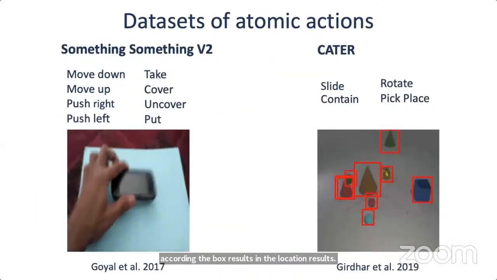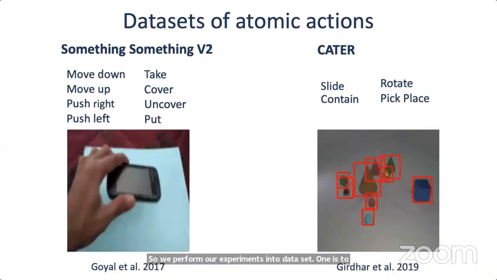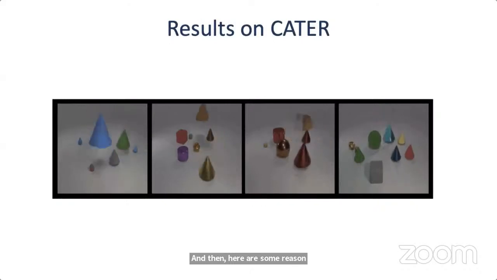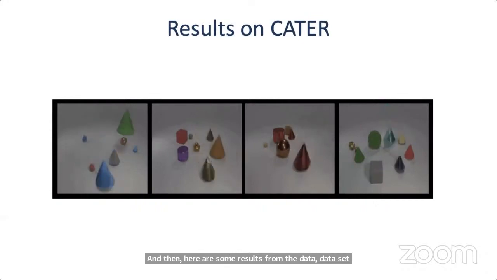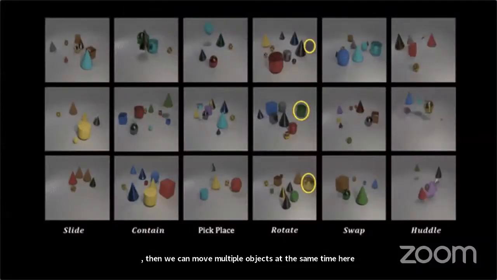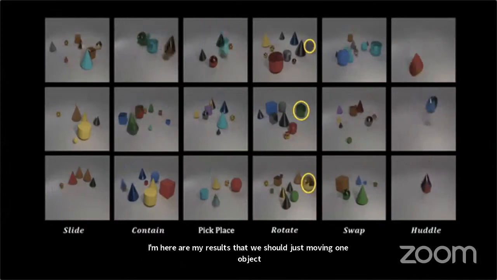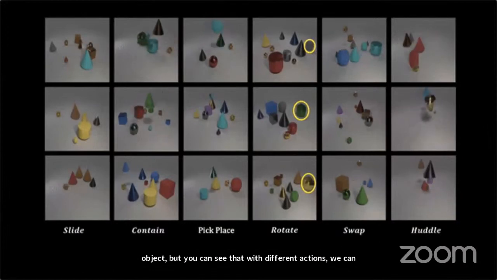So we perform our experiments on two data sets. One is the Something-Something data set, the other is the Kata data set. And here are some results from the Kata data set. Then we can move multiple objects at the same time. Here are more results where we show just moving one object, but you can see that with different actions, we can basically have different outputs.